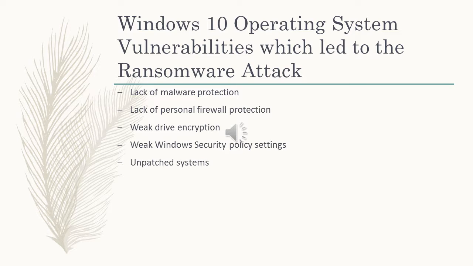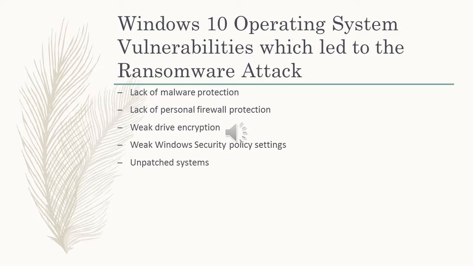In our organization, we have a Windows 10 operating system that we use for now, and we believe some of the vulnerabilities that could have led to this ransom attack are lack of malware protection. Obviously, our malware protection was out of date, and also our personal firewalls had some defect, so they failed to block the attack from happening.